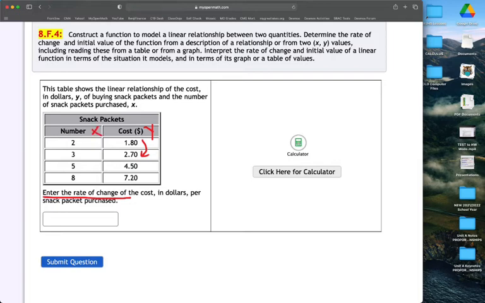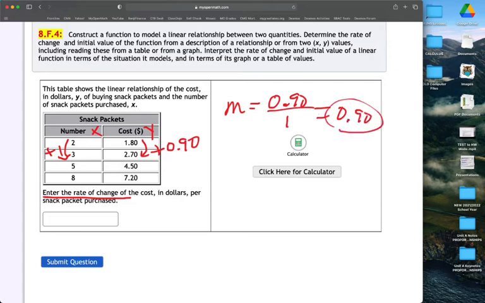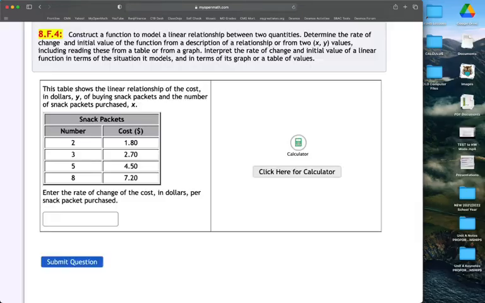To go from 1.80 to 2.70, we are adding 90 cents or 0.90. And the change in x values, we are adding 1. So the change in y values over the change in x values is 0.90. And what that means in the context of this problem is that for every snack packet that you buy, it's going to cost you another 90 cents. So the rate of change is 0.90 or 0.9.